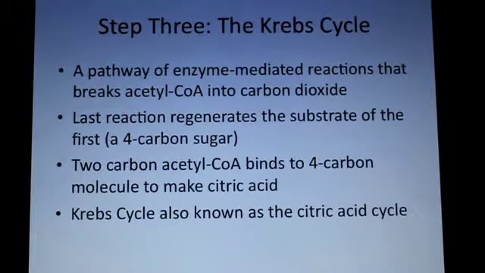The Krebs cycle is another pathway with a bunch of enzymes in it, and it breaks acetyl-CoA down into carbon dioxide. The last reaction regenerates the substrate of the first, so it is a cycle. And the first step in the cycle is the 2-carbon acetyl-CoA binds to a 4-carbon sugar to make citric acid. That's why we call this cycle either the Krebs cycle, after the gentleman who discovered it, or the citric acid cycle, after what's made.